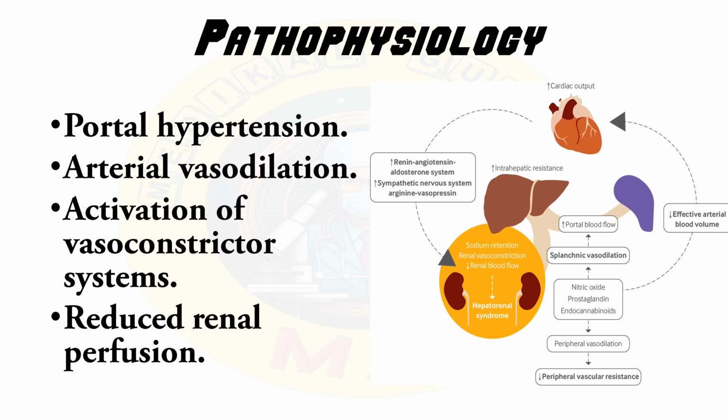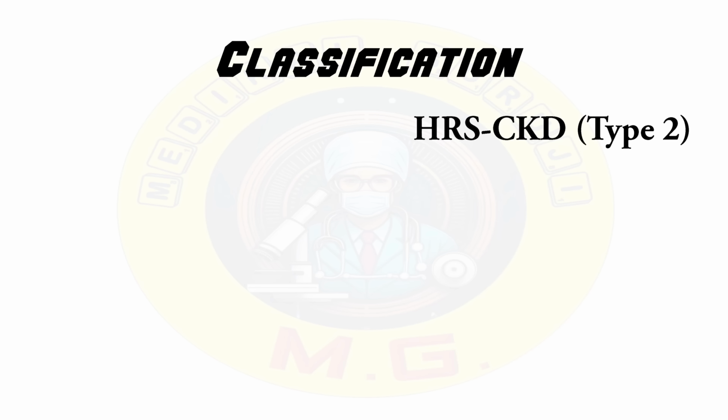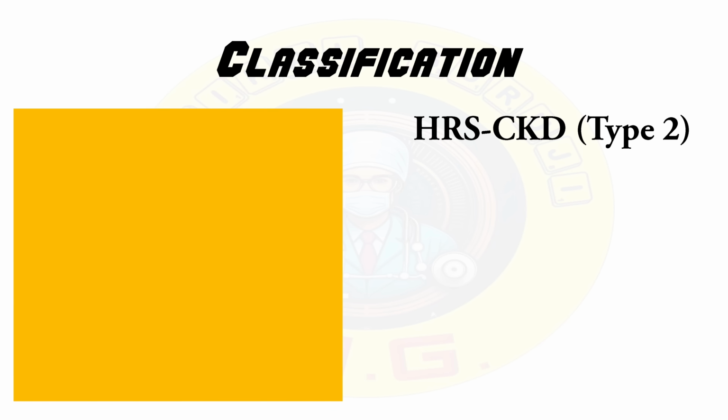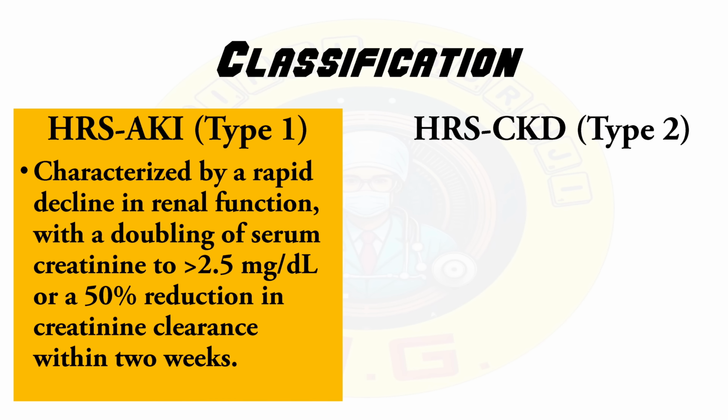Now, hepatorenal syndrome is mainly classified into two types. First one is HRS-AKI, that is hepatorenal syndrome with acute kidney injury, that is type 1, characterized by a rapid decline in renal function with a doubling of serum creatinine to more than 2.5 mg per deciliter or a 50% reduction in creatinine clearance within 2 weeks. It often follows a precipitating event such as spontaneous bacterial peritonitis (SBP) or gastrointestinal bleeding.